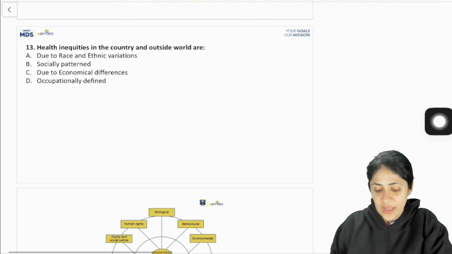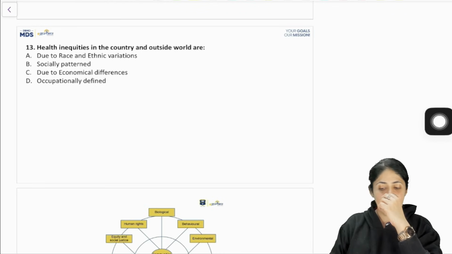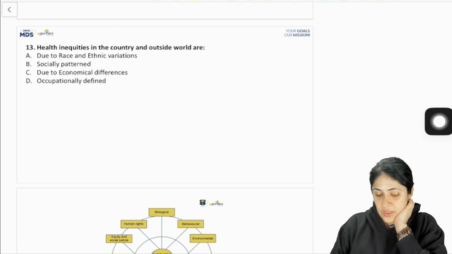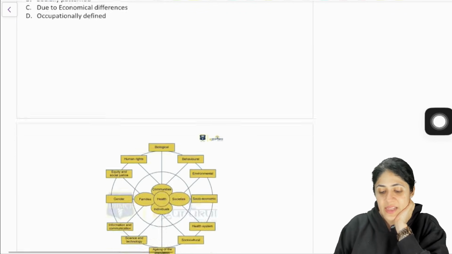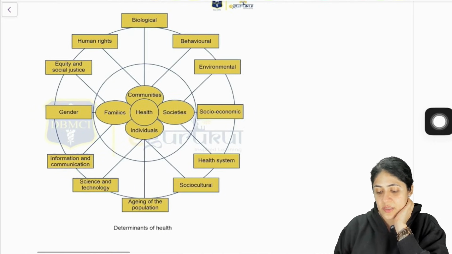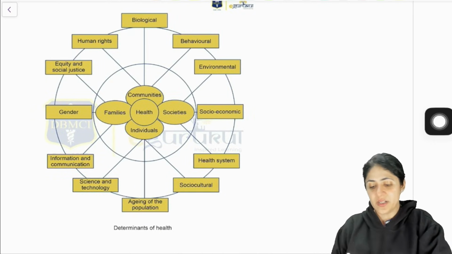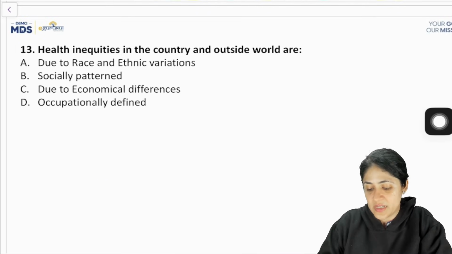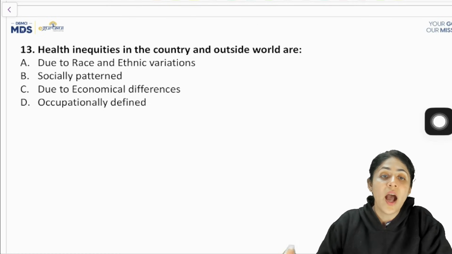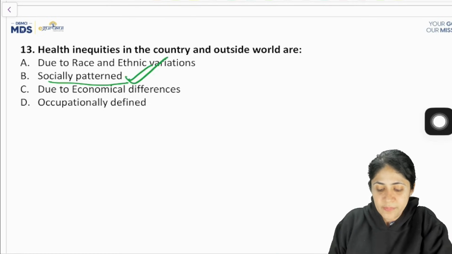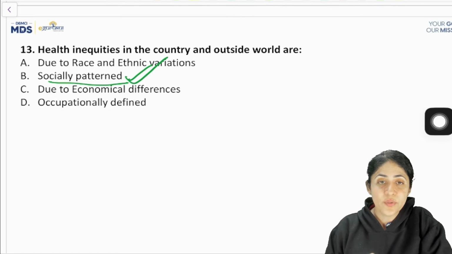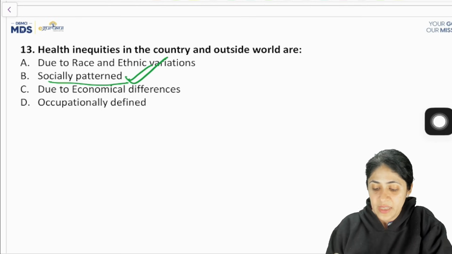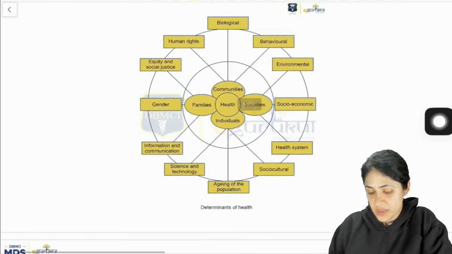Now, health inequities in the country and the outside world are... So these are the social determinants. What they are trying to say is that the inequality in the country and the outside world exists because it is socially patterned. There was a WHO commission on social determinants of health, which said that these are the various determinants of health.